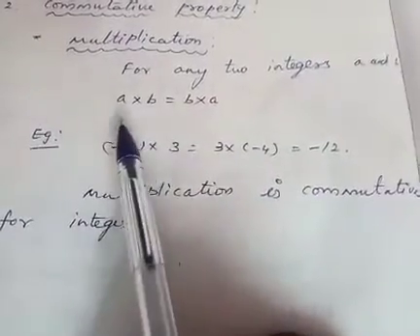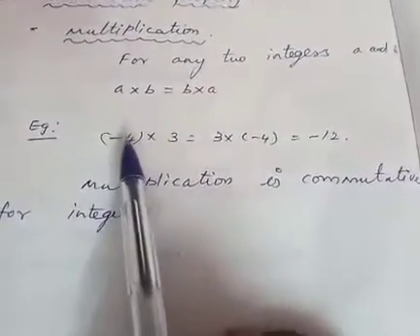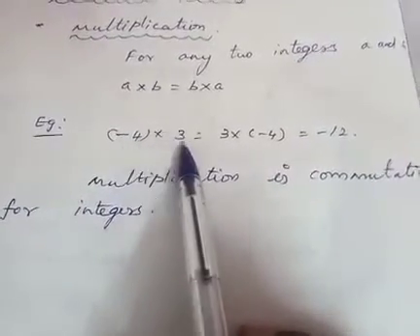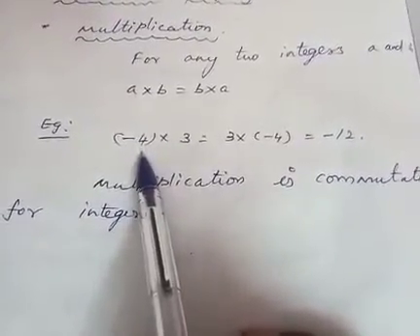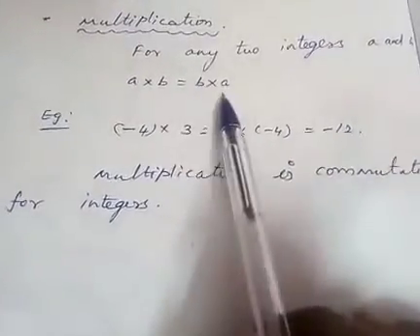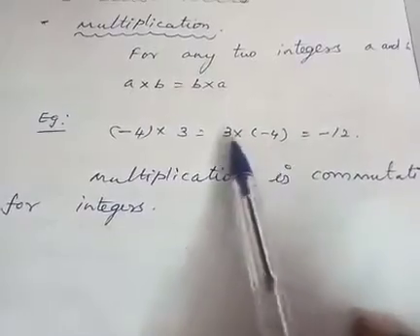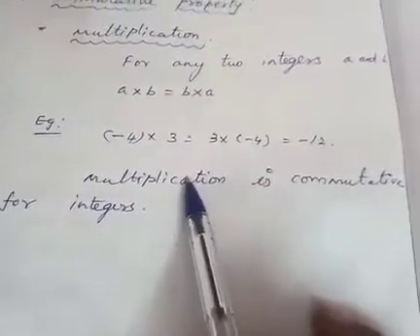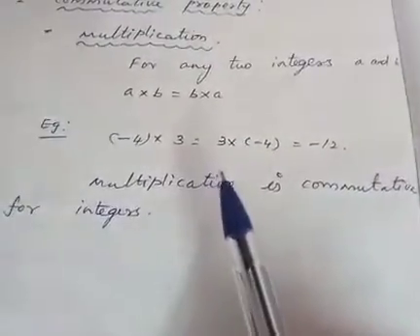For example, take any two values of a and b. So here a value is -4, then b value is 3. So product of a × b: -4 × 3, -4 3s are -12. b × a: 3 × -4 is -12. So both are same. So the multiplication is commutative for integers.